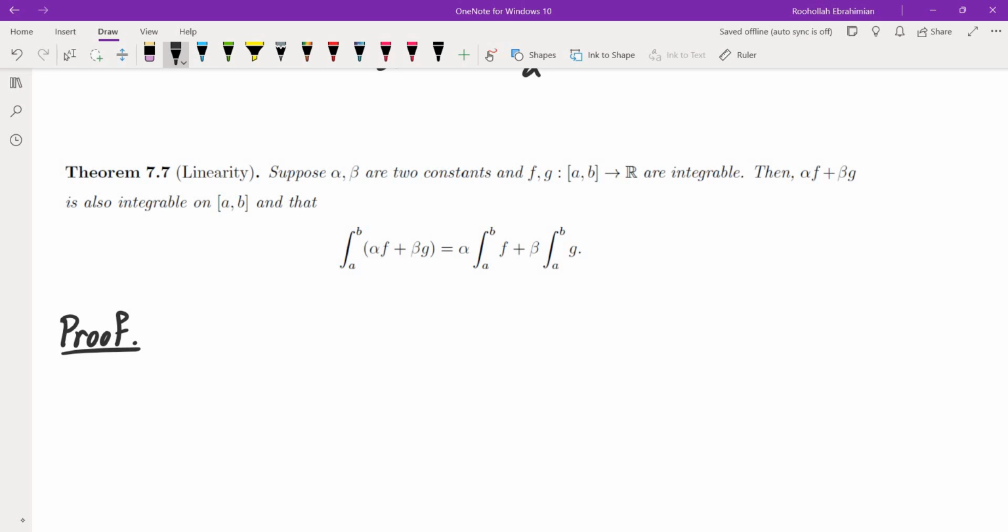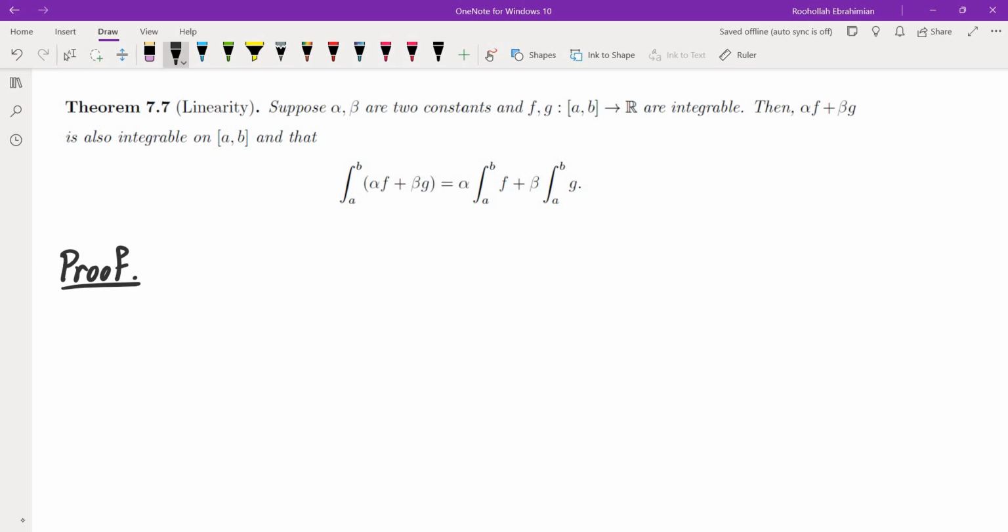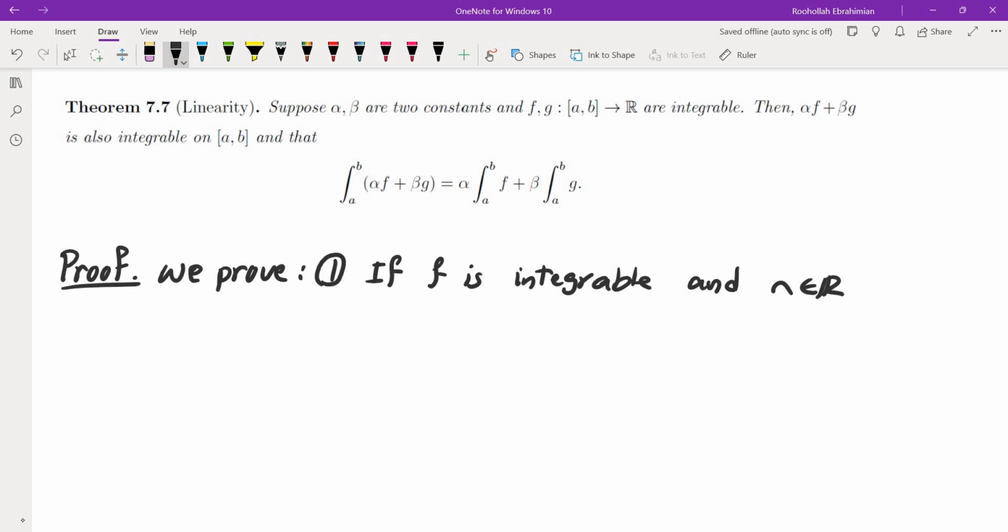In order to prove this one, we can prove two separate things. First, we can prove the additivity, and then we can prove the scalar multiples come out. So first, I'm going to prove alpha f plus beta g is integrable. How do we prove that? We prove two things. First, if f is integrable and alpha is a real number, then so is alpha f. And when I say integrable, I'm talking about integrability over the interval [a, b]. So maybe I will make that more clear.